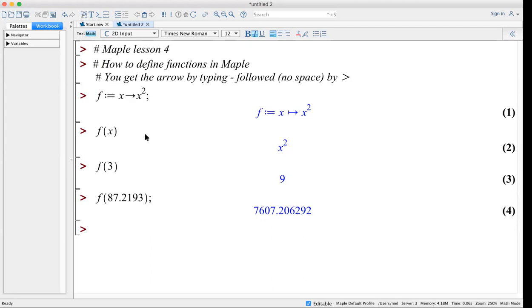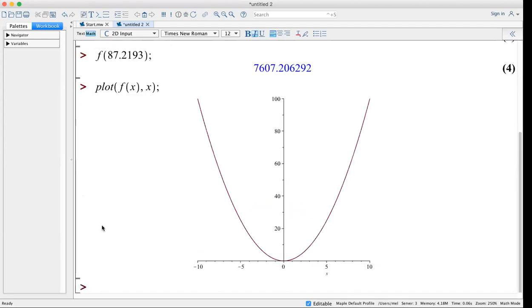So now we have a function. If we want to plot it, we just write plot f of x, comma x. And that's the plot of our parabola.